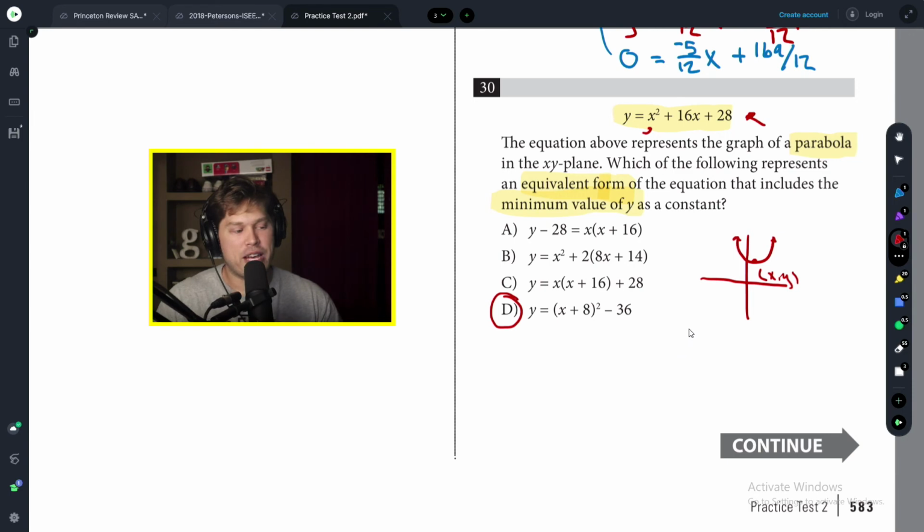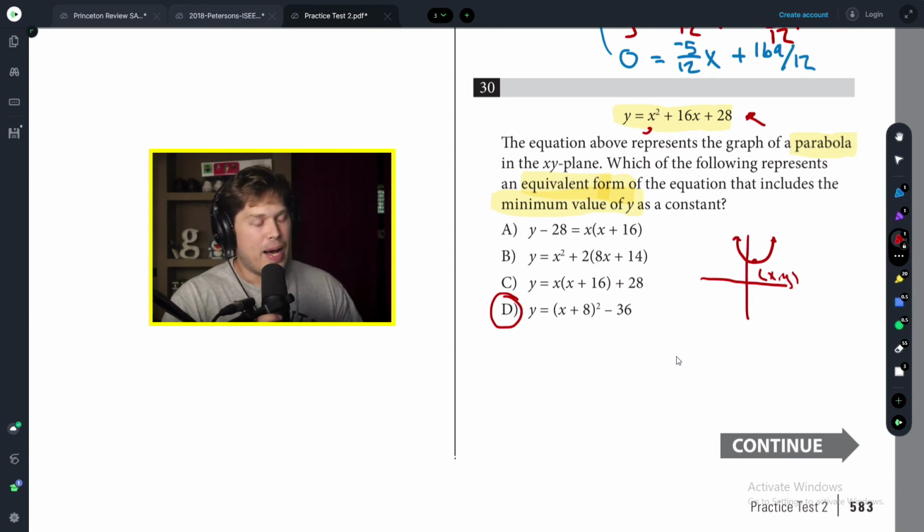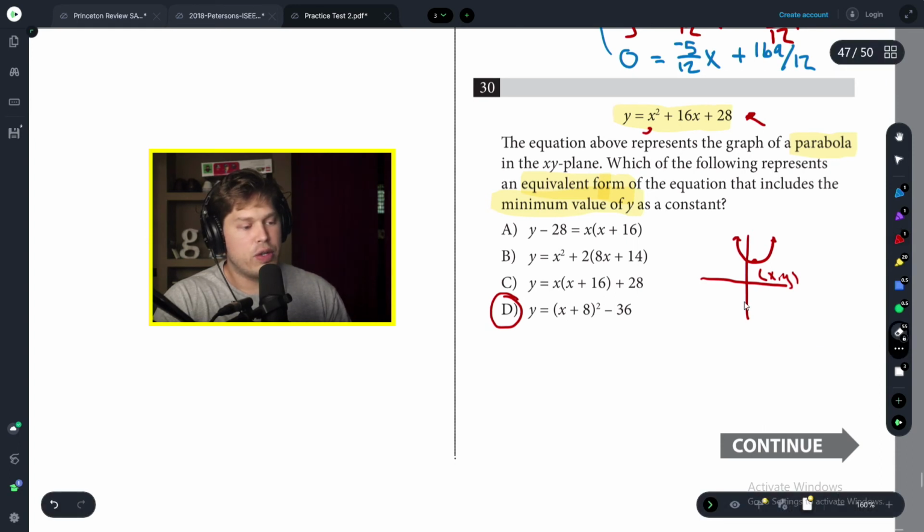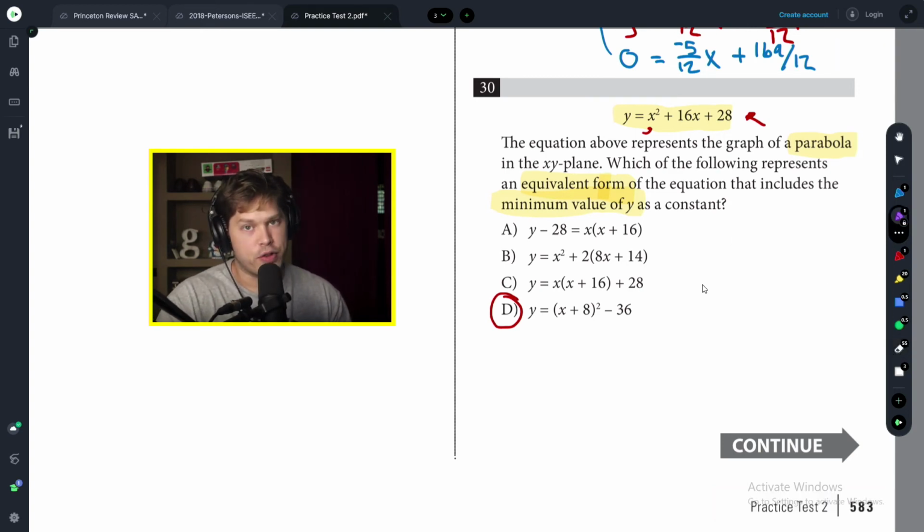Okay, so notice how this problem, it's a hard problem, but it's also an easy problem. We didn't have to do any math. We just had to really dissect what we were being asked, and then we could figure out what the answer is. Now, for those of you who want to know how we could solve this problem, let me show you how we can solve this problem algebraically.